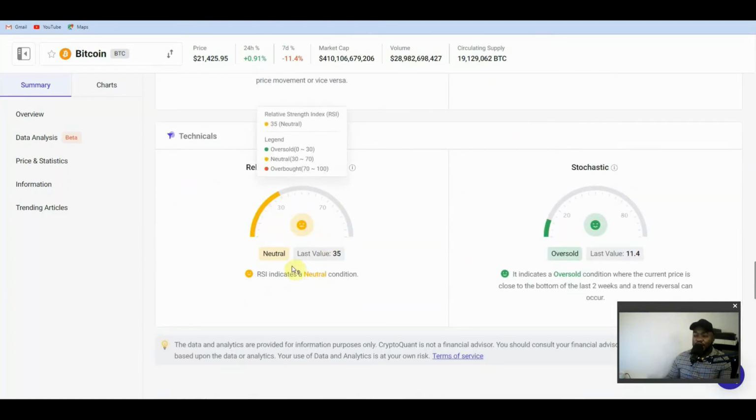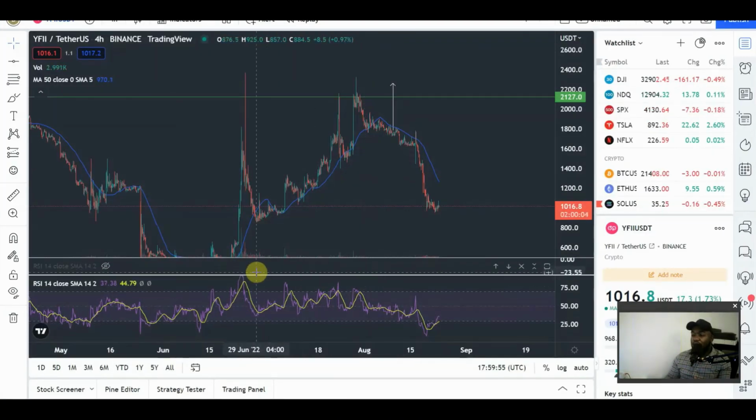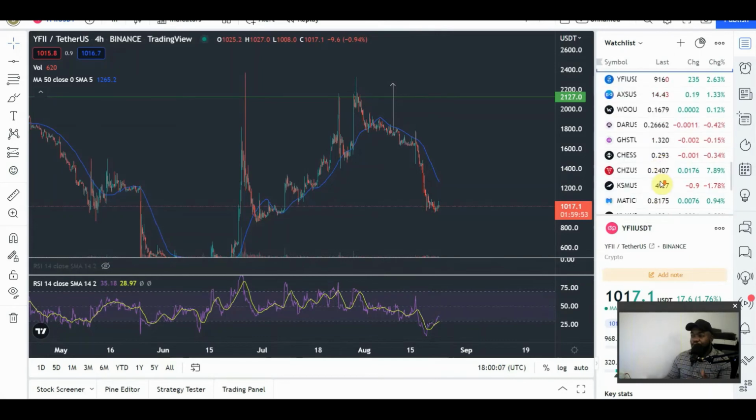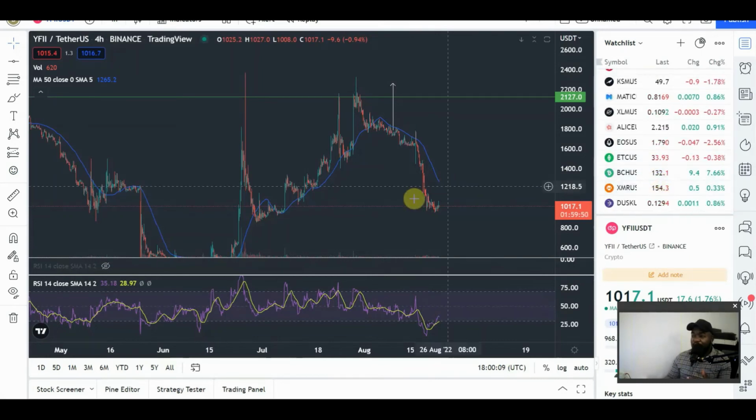Relative Strength Index, neutral. RSI indicates a neutral condition. If you can see, it is on neutral, you don't know whether it's going up or down, it's moving up and down. Even if you check it in price, you can see it is sometimes not on oversold. Oversold is below 30, and it is not on overbought. So all these things you can find from here.